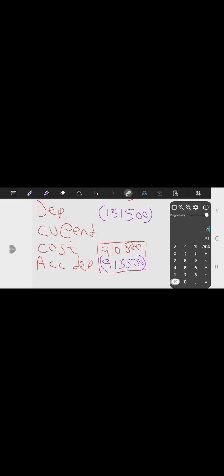Right. We are now going to say 910,000 minus 913,500. We are getting a negative 3,500. Okay, let me put it in bracket. Negative 3,500. I'm putting it in purple because it's just for now.